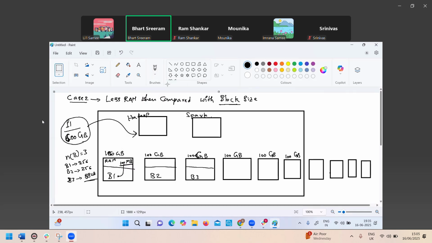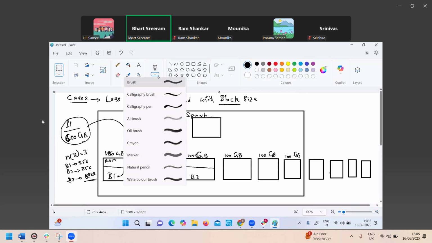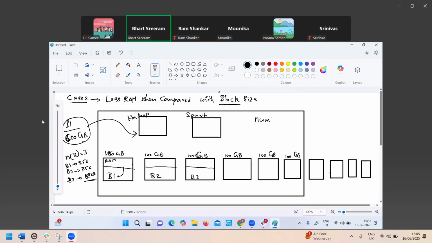So the solution in Spark is, even if you have less RAM capacity compared with the block, you can control the number of partitions. Let's make the number of partitions 10. Total data volume, how much? 600 GB. 600 GB divided by 10 partitions, what is each partition size? 60 GB. Can that 60 GB be fitted into this RAM? Yes.